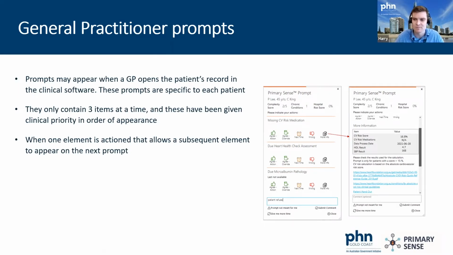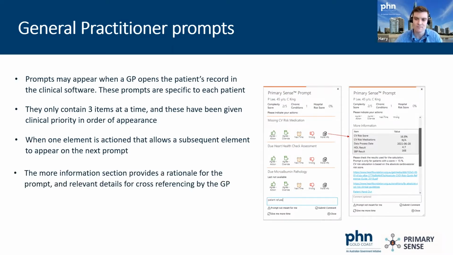Primary Sense prompts focus on the most at-risk patients and provide on-screen prompts to highlight potential gaps in care, including the use of the Johns Hopkins complexity and hospital risk scores. Prompts will only generate when the patient file in the clinical software has been opened. As you can see here on my screen, this is an example of a Primary Sense prompt which a general practitioner would see if it was triggered for a particular patient. There are only 3 items at a time, and these have been given clinical priority in order of appearance. When one element is actioned, that allows a subsequent element to appear at the next prompt.